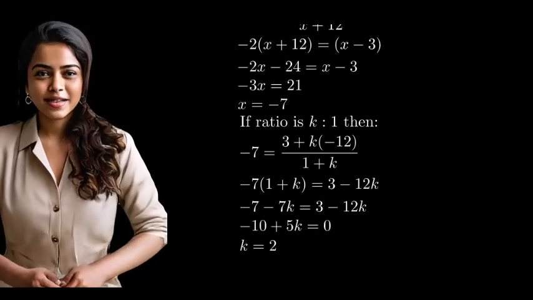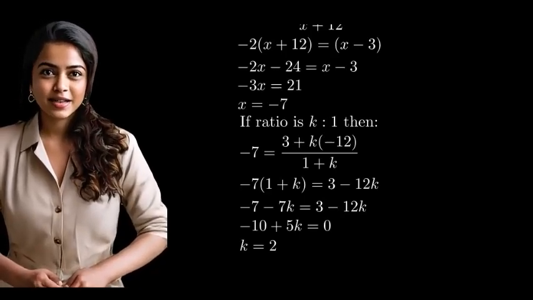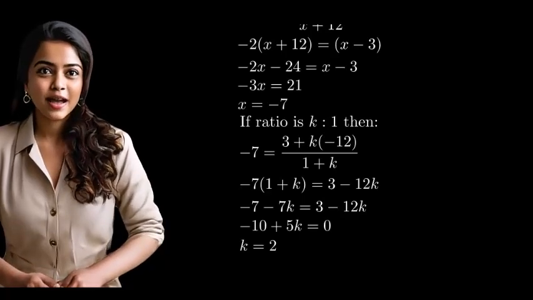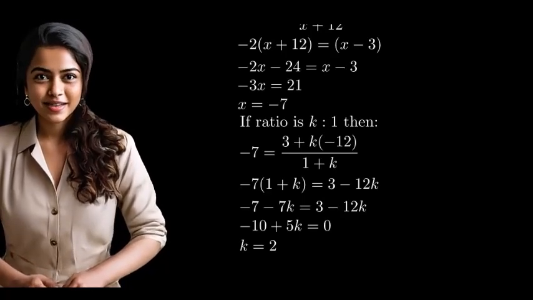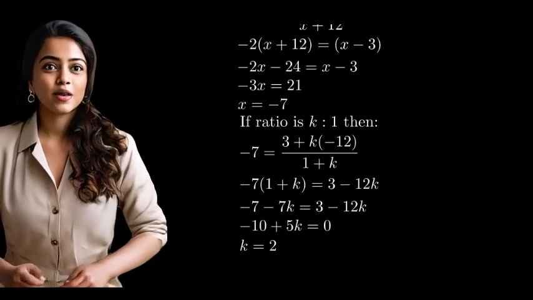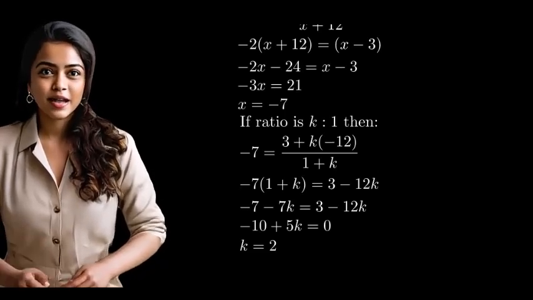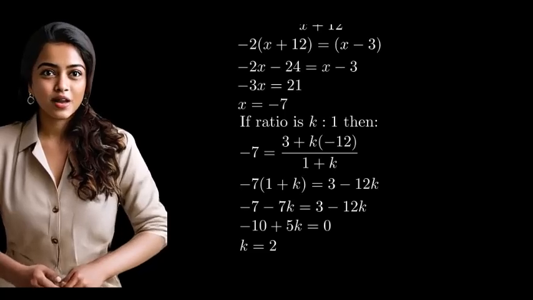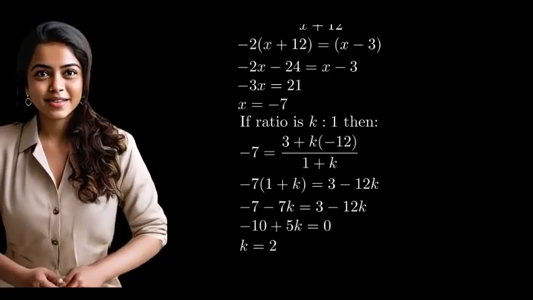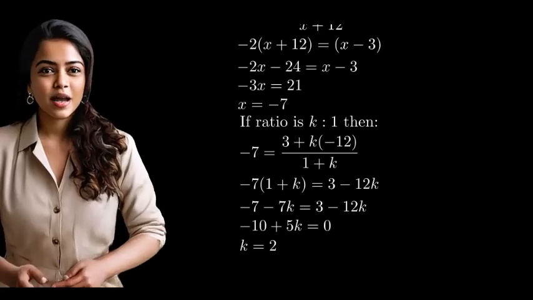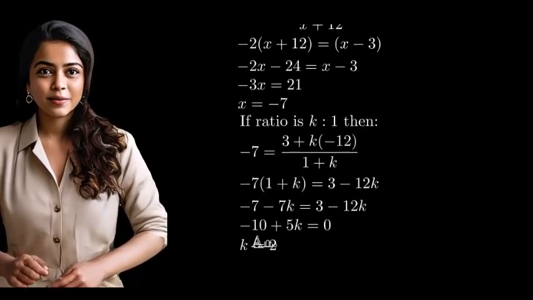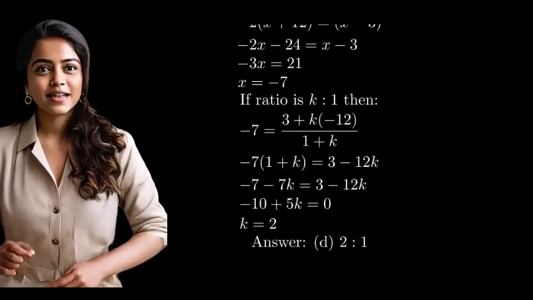Let's use the section formula. If the ratio is k:1, then -7 equals (3k - 12)/(1 + k), simplifying to -7(1 + k) equals 3k - 12, or -7 - 7k equals 3k - 12. Rearranging, -7 - 7k - 3k + 12 is equal to 0, gives us 5 - 10k equals 0, so k equals 2. Therefore, the ratio is 2 to 1, and the answer is D.